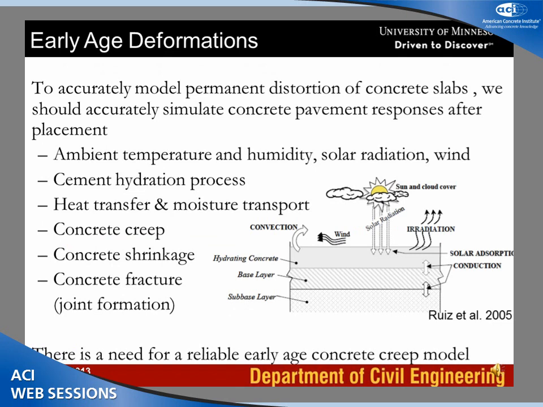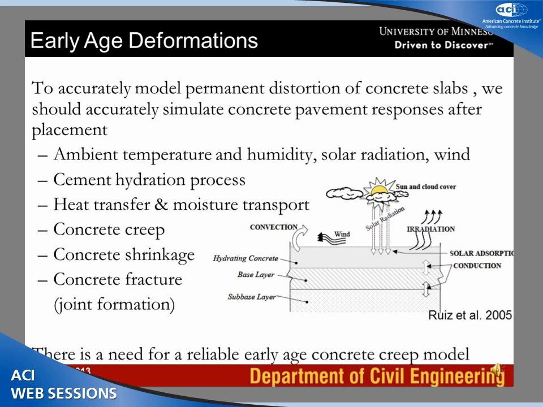Now, basically, everybody understands that built-in curl is a very important parameter. At least all researchers understand it. The only question is why it's not done yet, and that's because it's an extremely complex phenomenon. So we have to account for a variety of parameters like the effect of construction, ambient humidity, solar radiation, wind, and so on. We have to account for cement hydration, because a portion of built-in curl comes just from non-uniformity of cement hydration immediately after concrete placement.